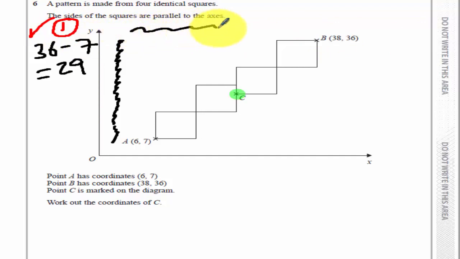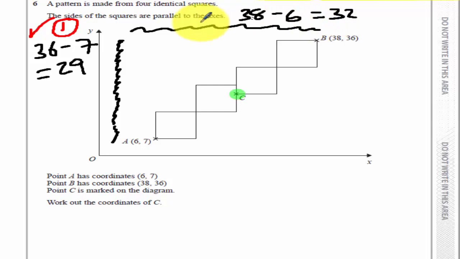Similarly, if I look at the change in the x coordinates, and I've got 38 take 6, which is 32, that would also get you the first mark. You don't get 2 marks, you get 1 mark for getting one or the other correct.